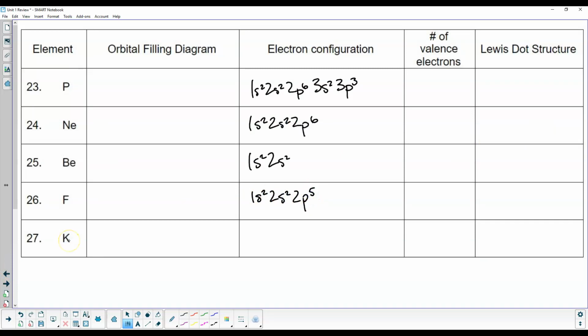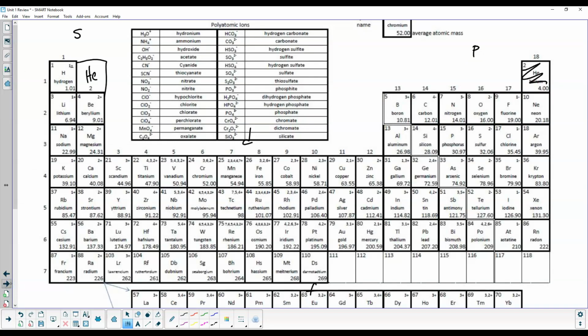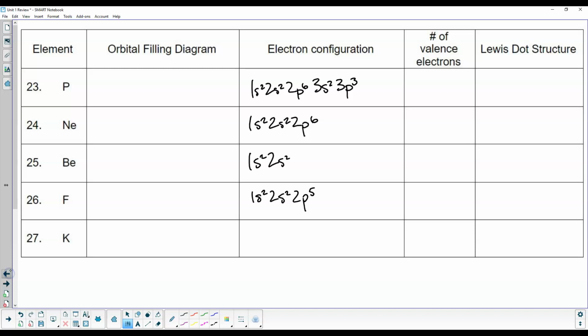And then finally potassium. Potassium's right here. 1s2, 2s2, 2p, and there's 6. 3s, there's 2, 3p, 6, and then 4s, and it's the first one. So 1s2, 2s2, 2p6, 3s2, 3p6, 4s1. That's it.